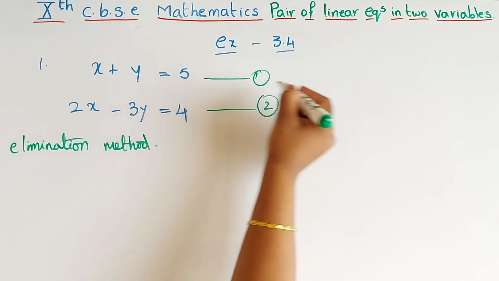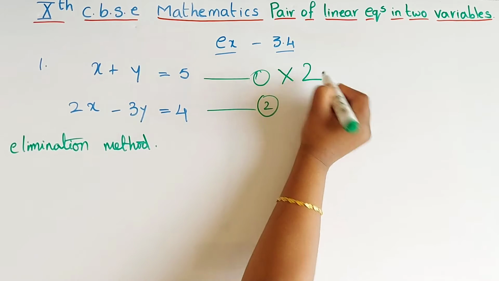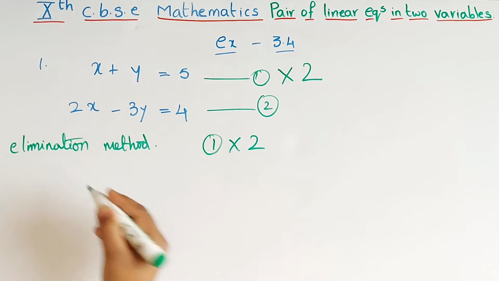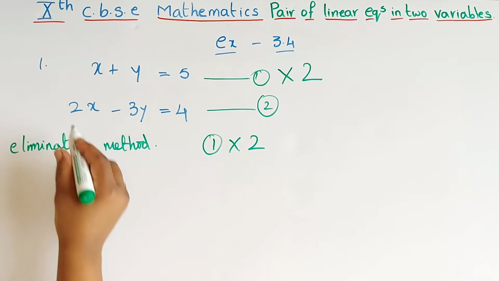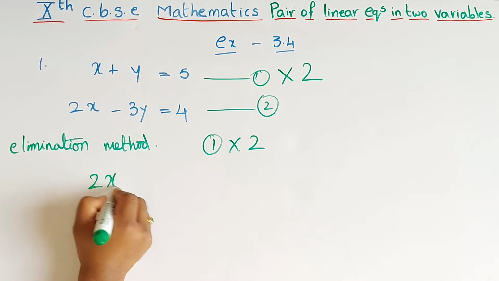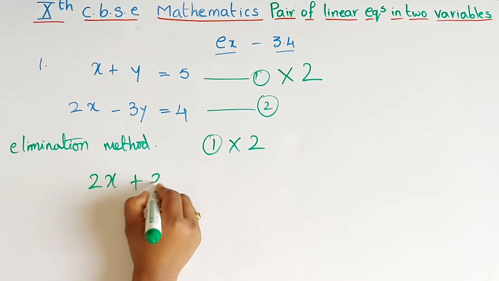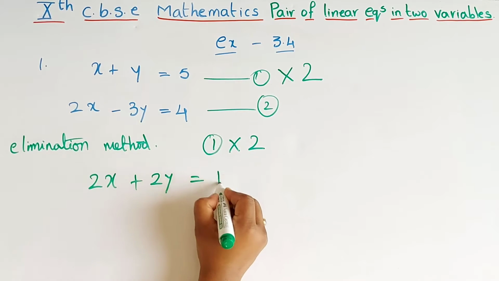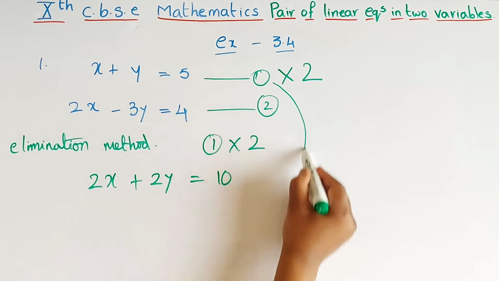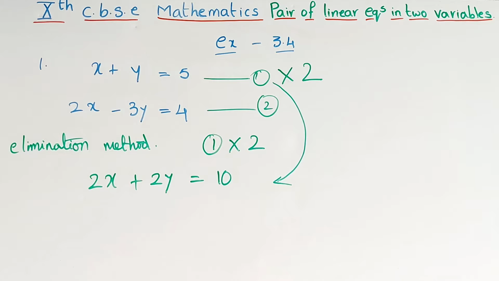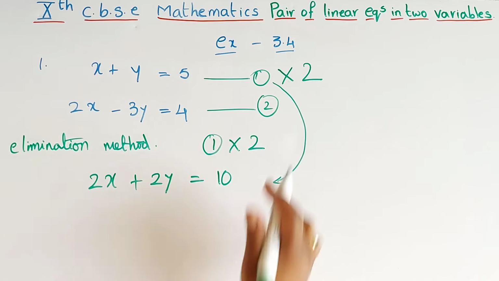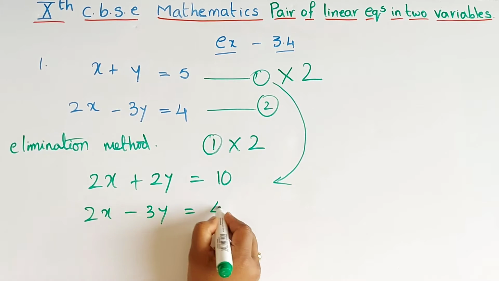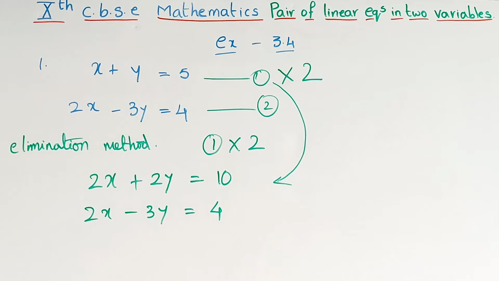So that's why I am multiplying equation 1 with 2, right? Equation 1 multiplying with 2. So let us see how it changes. Now 2 into x, 2x plus 2 into y, 2y equal to, right hand side also you have to multiply. 2 5s are 10. Now first equation becomes this one, 2x plus 2y equal to 10. Now write the second equation, 2x minus 3y equal to 4 children. This is second equation as usual.